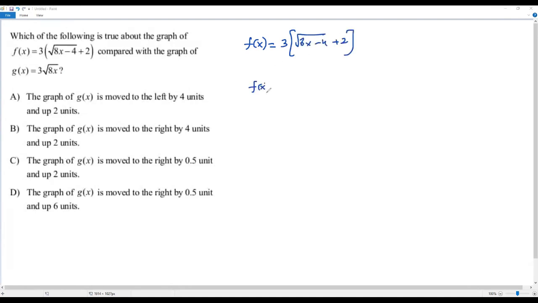f of x equals, now we can distribute this 3 to this one and this one. When I do so, I'm getting 3 times square root of 8x minus 4, and 3 times positive 2 is positive 6. So f of x equals 3 times square root of.